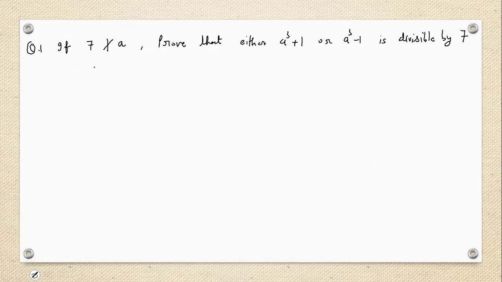Here in this question it is mentioned that 7 does not divide a. 7 does not divide a means GCD of 7 comma a is 1. And as we know that 7 is a prime number, so we can use Fermat's Little Theorem as well. Okay, up to here it is okay. Now we have to prove that a^3 + 1 or a^3 - 1 is divisible by 7. So please note down this question.